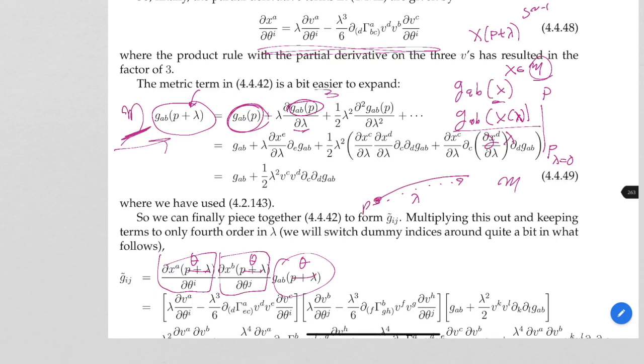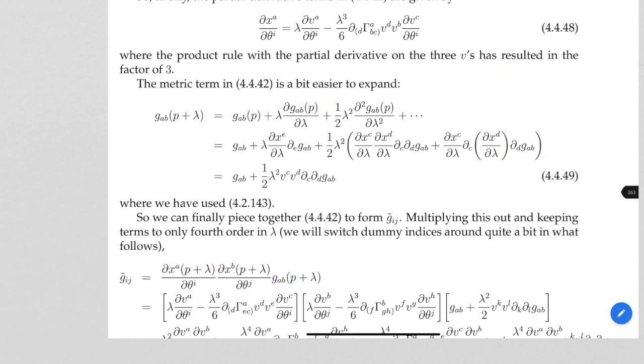So a better notation for that would be partial G_AB, as a function of lambda, evaluated at P, right? That's what they mean by that. And they're not too far off. I guess what they're trying to say is this: partial G_AB, partial lambda, evaluated at P. So that P, they're trying to call this thing the function, and that's the argument of the function.